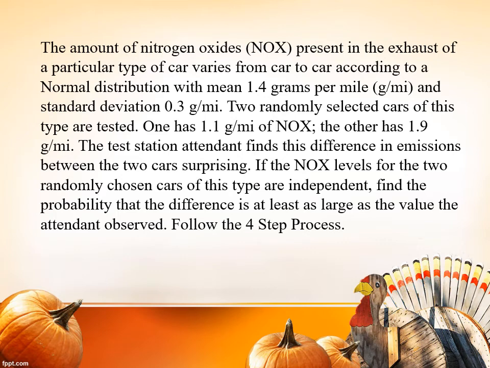Follow the 4-step process. So our main problem here is that "at least as large" is definitely a problem. At least as large is going to mean that I want to know how great that difference is in either direction. So I want to know how likely it is to be less than that difference and greater than that difference. I'll show you what I mean on the next slide.